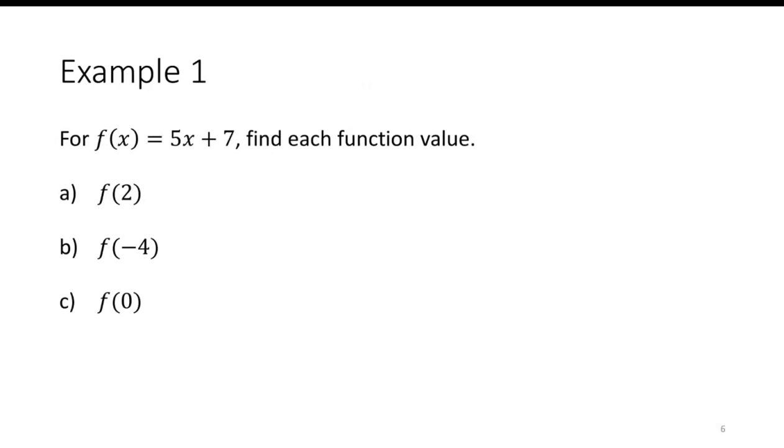So for f of x equals 5 times x plus 7, find the function value. What that means is basically whatever's inside the parentheses is going to be our value for x. We replace the x from the original problem with the value inside the parentheses. So f of 2 would be 5 times 2 plus 7. 5 times 2 is 10, plus 7 is 17.